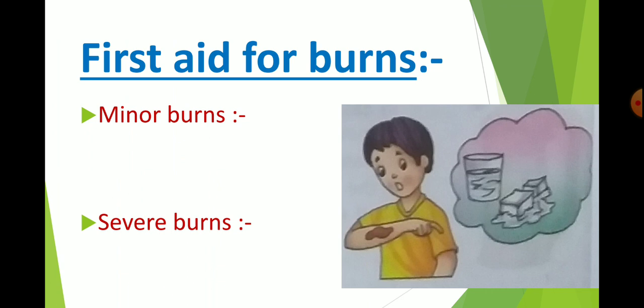If the burns are severe, so what should we do? In case of severe burns, first make the patient lie down on a clean bed sheet and take the patient to a doctor or a hospital immediately. Sometimes blisters appear on the burnt area. We should not prick the blisters, because when we prick them, germs will enter through the blister and can cause infection. So we should not prick the blisters.